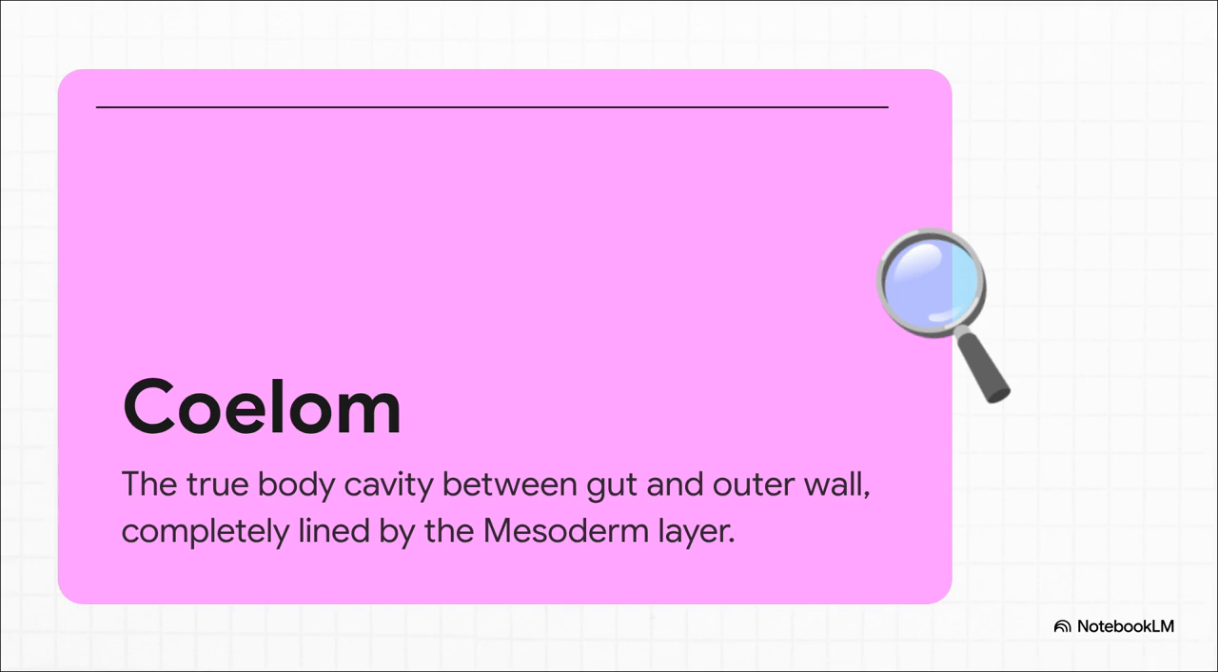But watch out for a major trap here on your exams. Aschelminthes, those roundworms, they are pseudocoelomates. Their cavity isn't fully lined. The mesoderm is just kind of scattered around in pouches, so it's a false cavity.